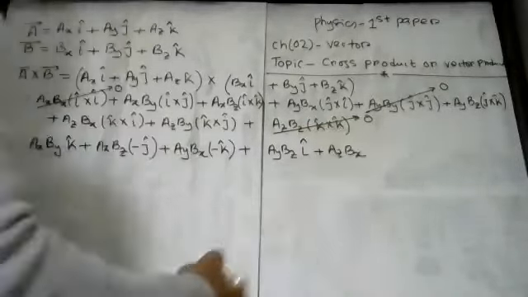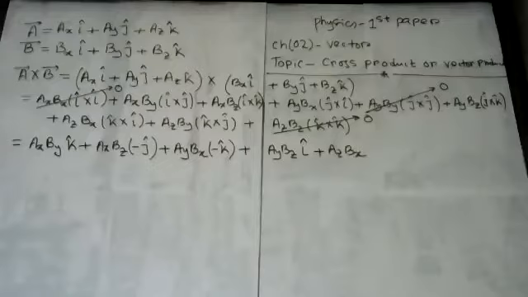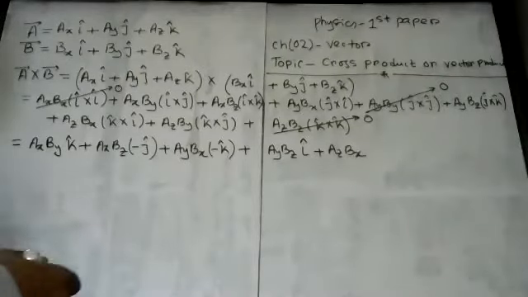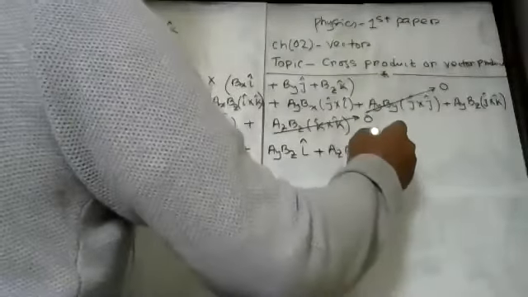And then a z bx, my student. k hat cross i hat. k hat cross i hat will equal j hat. k hat cross i hat will equal j hat. Very good.